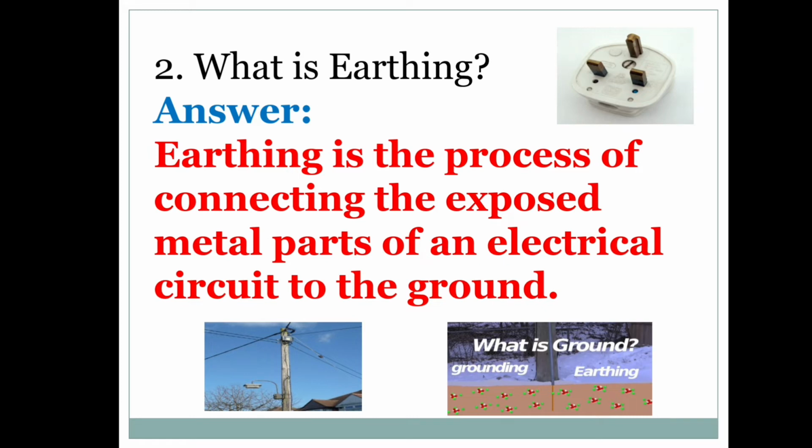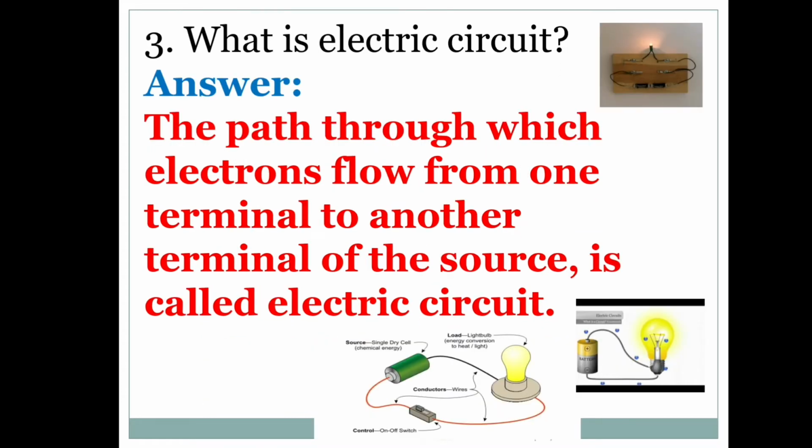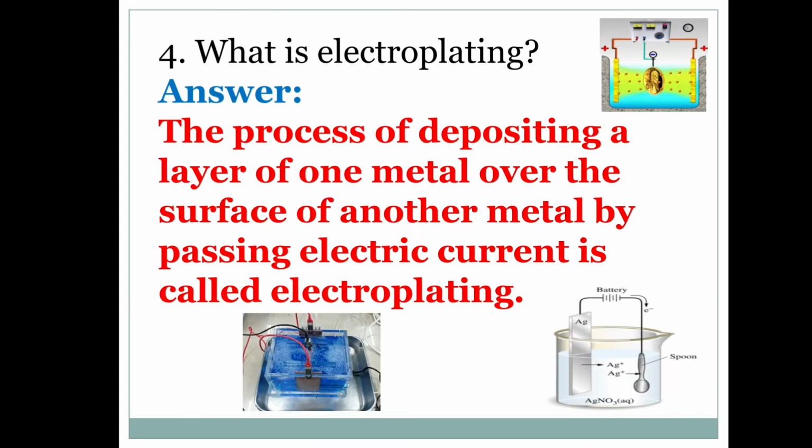Third one, what is an electric circuit? The answer is, the path through which electrons flow from one terminal to another terminal of the source is called an electric circuit. Fourth one, what is electroplating? The answer is, the process of depositing a layer of one metal over the surface of another metal by passing electric current is called electroplating.